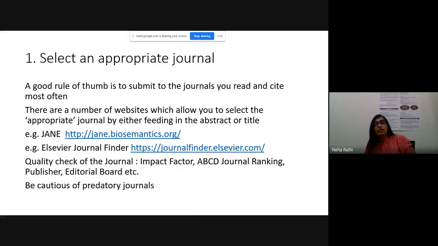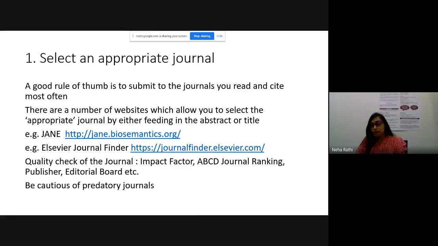Suppose you are still not clear whether you can publish in those. We have some websites which will help you select the appropriate journal by feeding in the abstract or title. For example, we have Jane. I'll show you in the next slide how Jane looks. And then we have the Elsevier Journal Finder. Different publication houses have different journal finders. And of course, once you find the journal, you have to check the quality of the journal. There are different parameters for checking that.